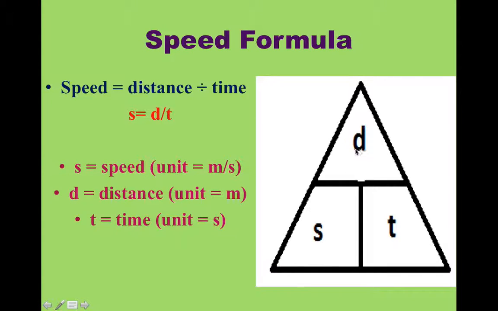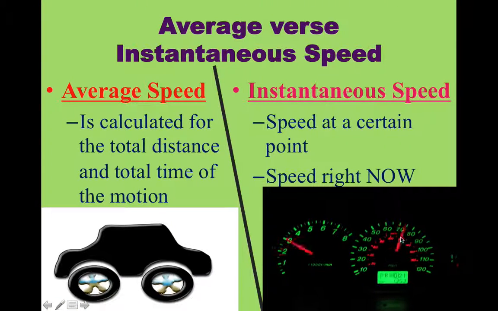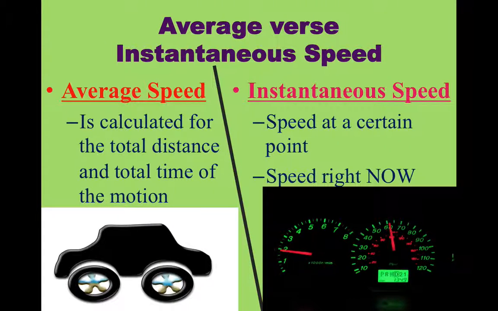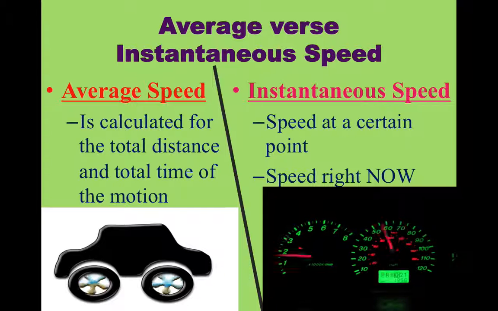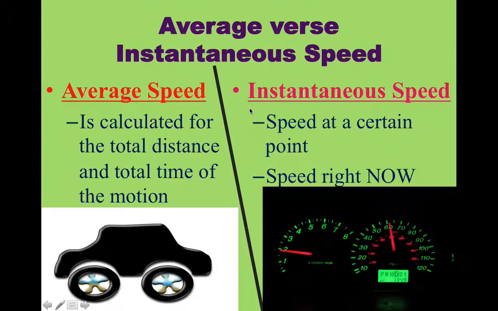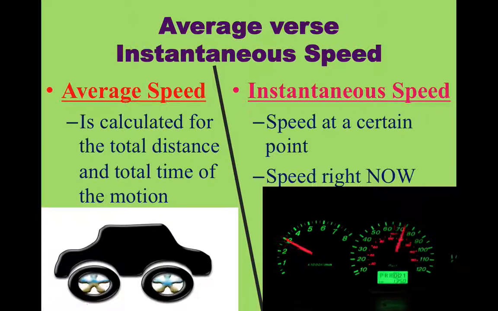The units for these: the distance is in meters, the time is usually in seconds, and the speed would be meters per second. Okay? Now, we also have average speed versus instantaneous speed. When you think of instantaneous, big word here, this is happening now. Instant, right now. Break it down, vocabulary words.